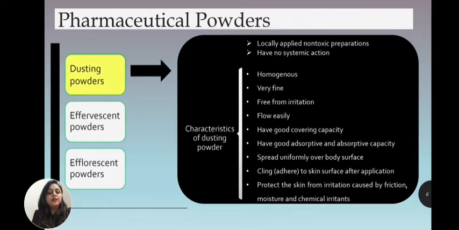The first one we'll be seeing is the dusting powders. Dusting powders are non-toxic preparations as they are applied topically on the skin and have no systemic action. The characteristics include that they are very fine and homogeneous powders, free from irritation, and they should flow easily. They have good covering capacity with good absorption and absorptive capacity. They flow easily on the surface and spread uniformly. They cling or adhere to the skin after application and protect the skin from irritants caused by friction, chemical irritants and moisture.